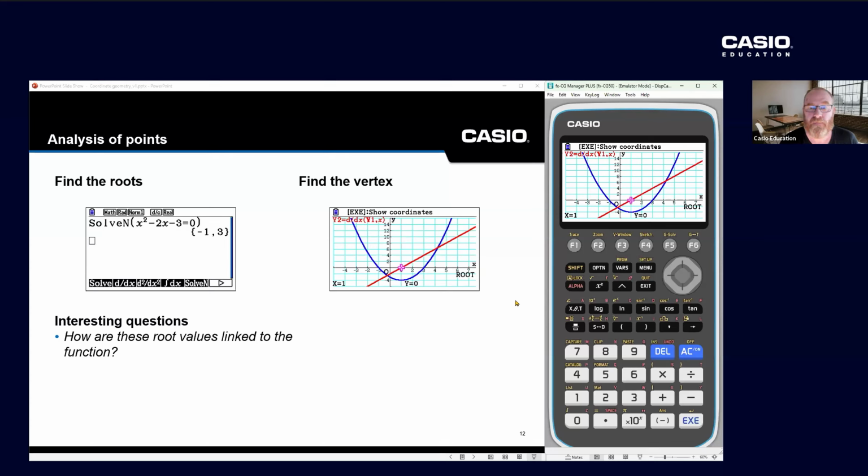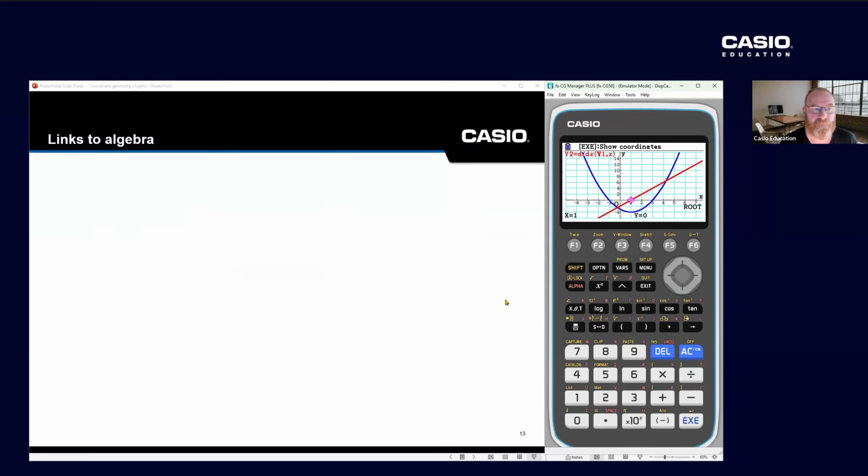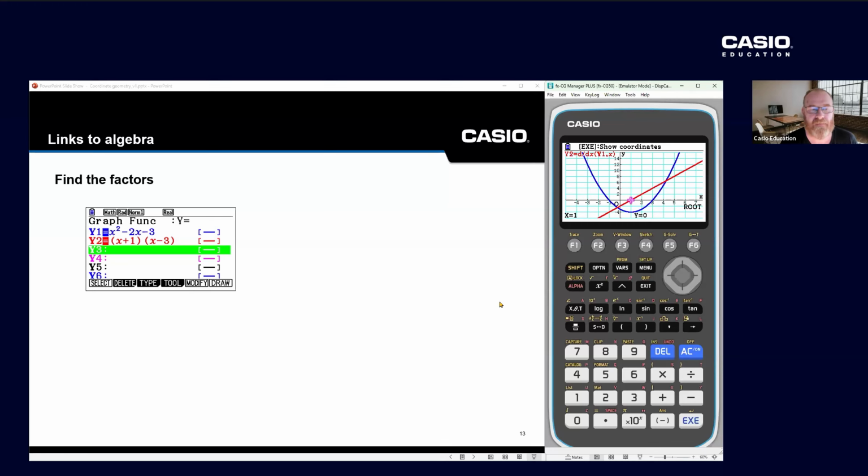So that's another way of finding out where the vertex could happen. And then that allows you to ask questions along the lines of how are those particular values, so 1 and -4, linked to the function, as a sort of way of getting students to think about completed square format, perhaps. Making the links to algebra, we can have a go at finding factors for our function.